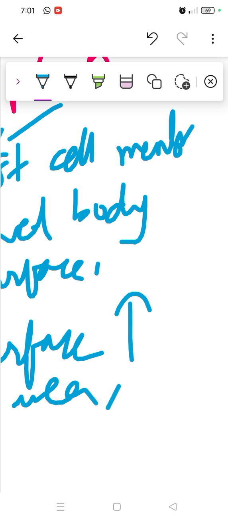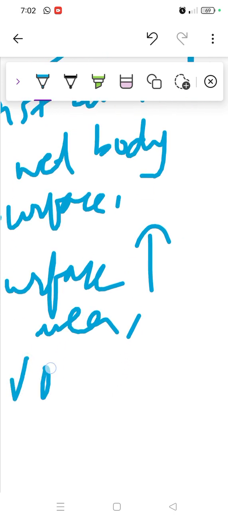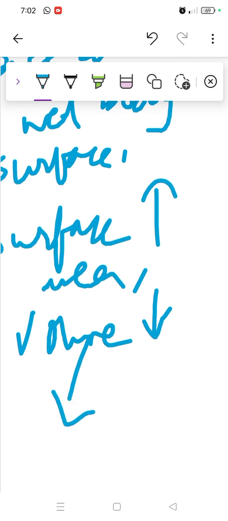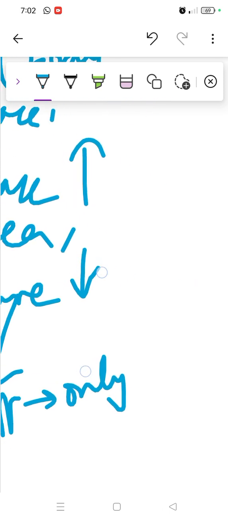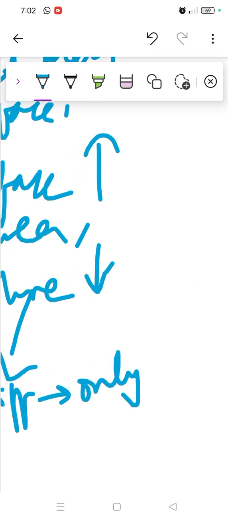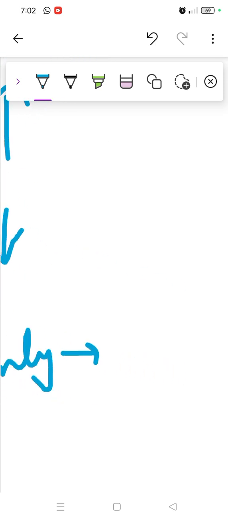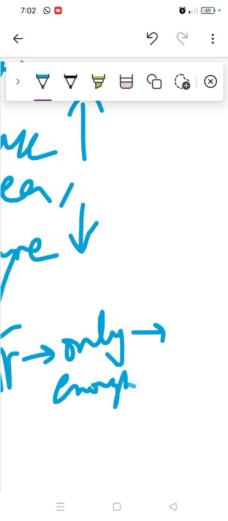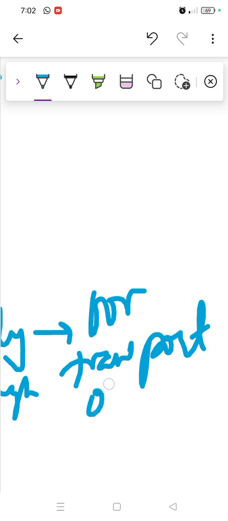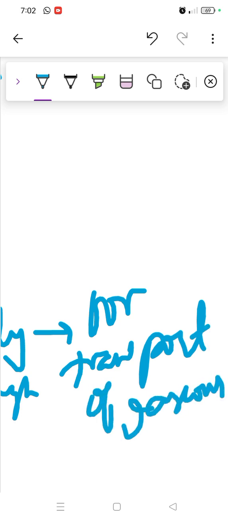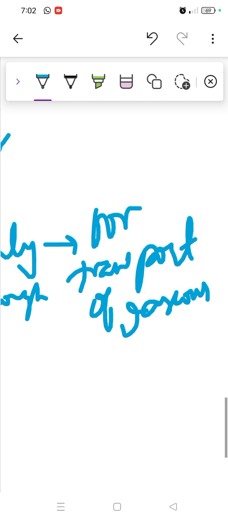Secondly, the surface area is greater than their volume. So the volume is a little small. So diffusion alone is sufficient for transport. Diffusion only can happen throughout these plants, and it is enough for transport of gases from surface cells to the inner ones.